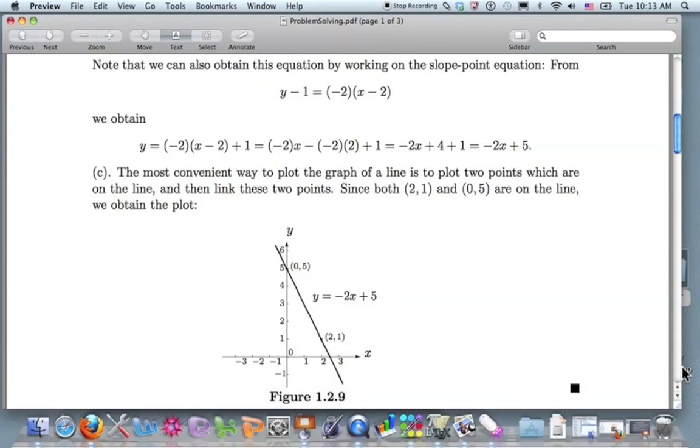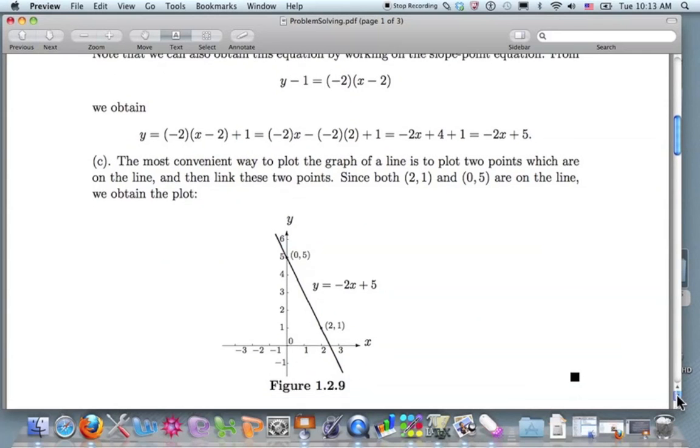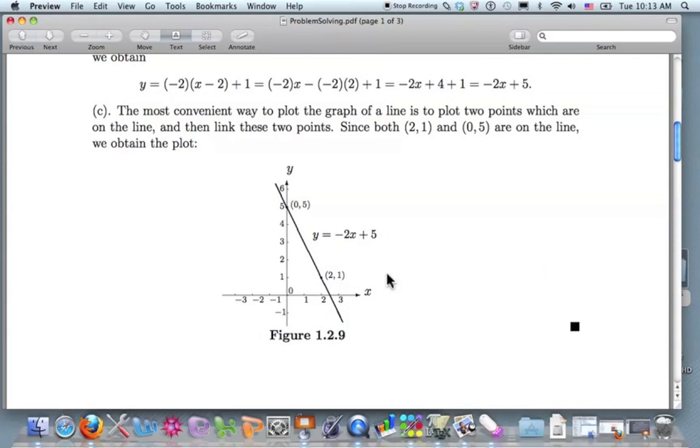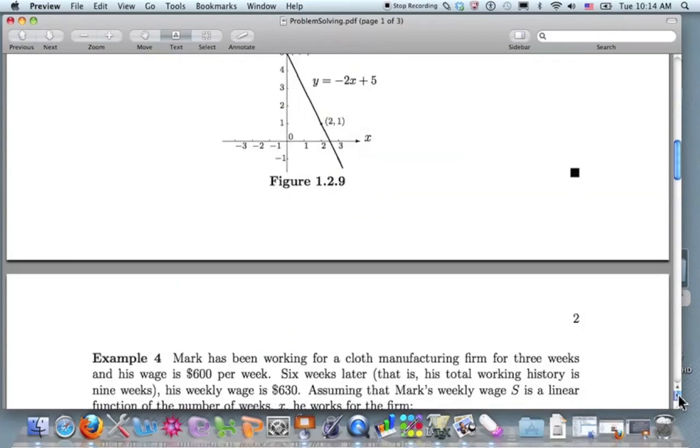So how do we plot the line from the equation? Notice that we only need 2 points for plotting a line. One point is always given, which is (2, 1), so we need to find another point. The easy way is from the equation: we let x equal 0, so we get y equals 5. So (0, 5) is also on the line, and linking these 2 points together, we have the graph of y equals -2x plus 5.